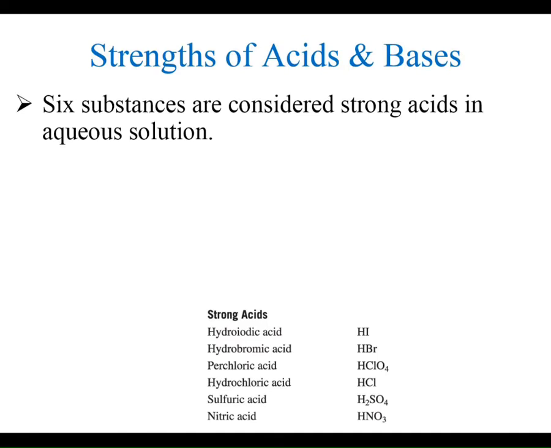So HI, HBr, HClO4, HCl, H2SO4, and HNO3. Those are the six strong acids. Make a note, put a little asterisk there, memorize those six.